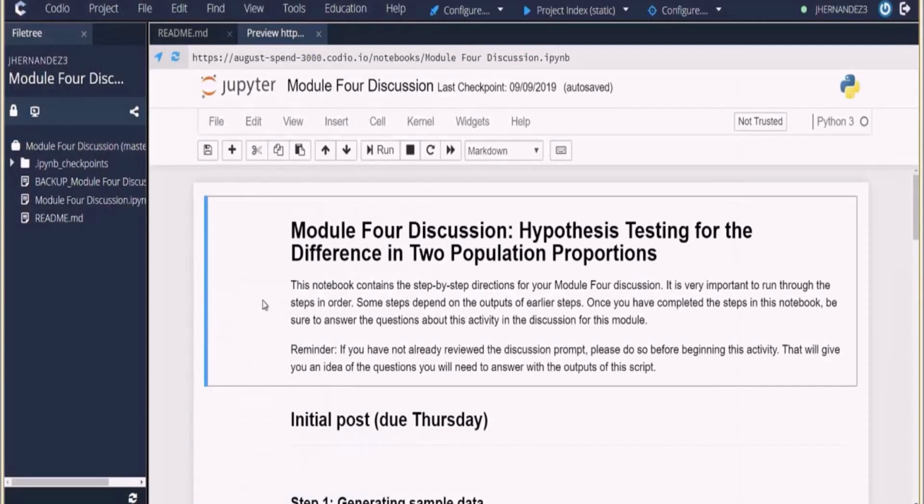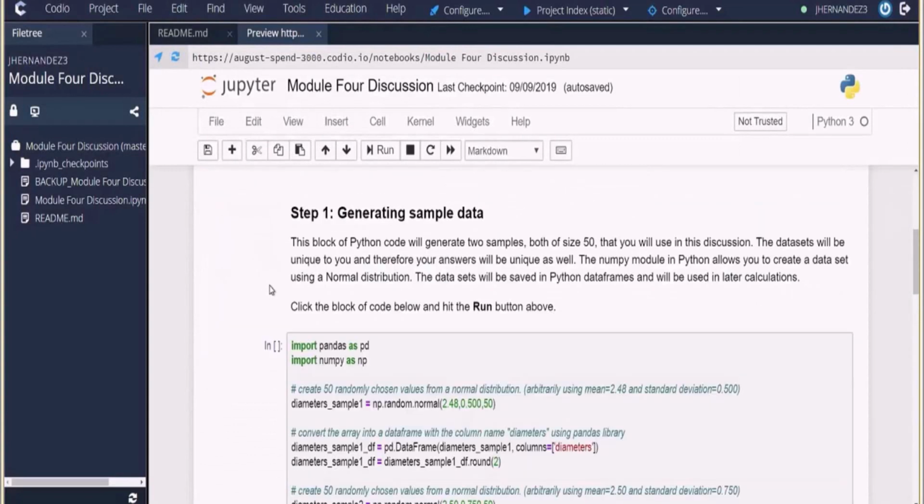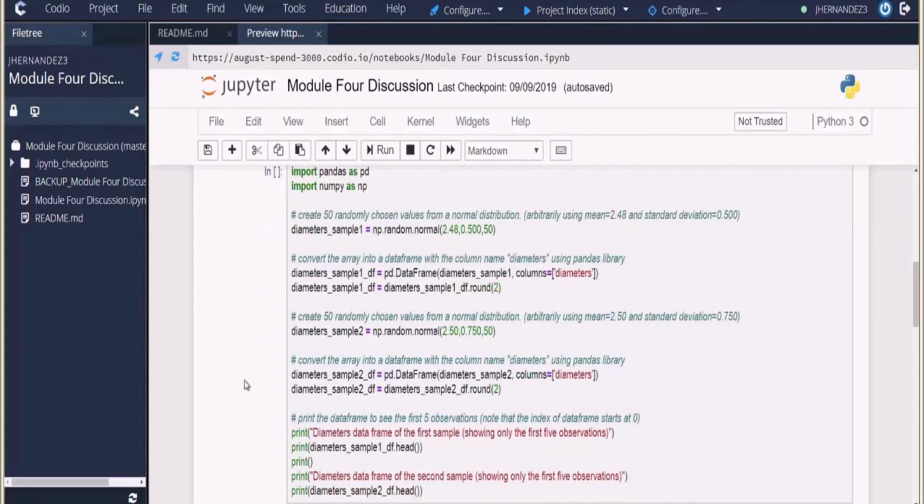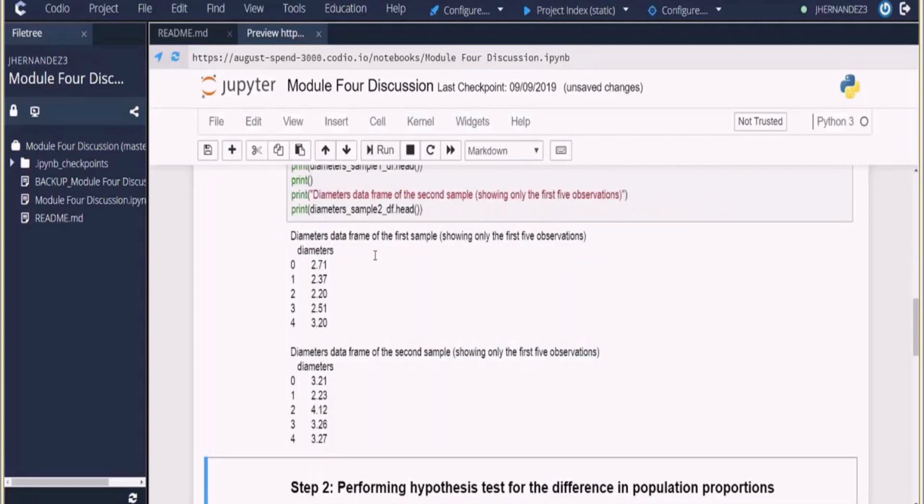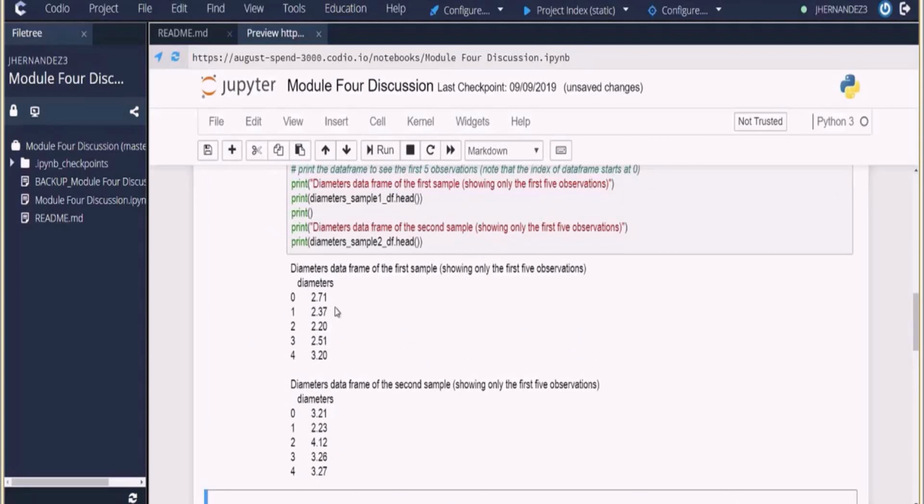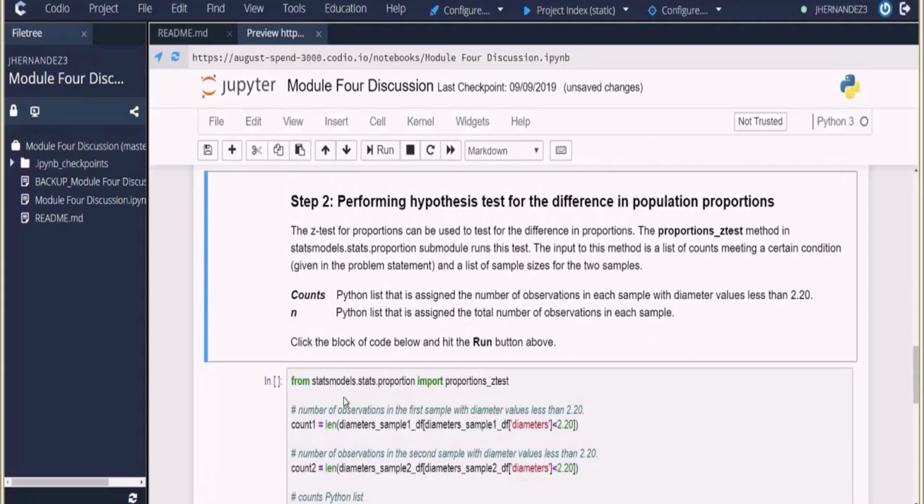You'll see that in this week's Python code for the discussion, you have step 1, which generates your sample data. It will generate the sample data for the 2 samples for you. And again, the sample data will be unique to you. So my suggestion is to just run this once and then leave it as is. Here we run this, and you can see that this prints just the first few observations of the 2 samples. Then we move on to step 2.